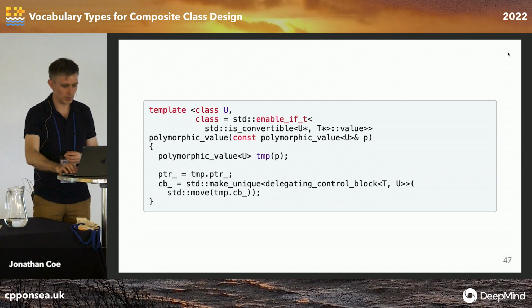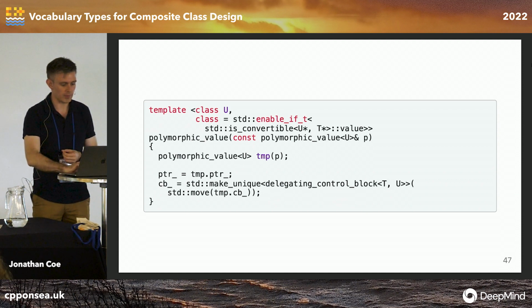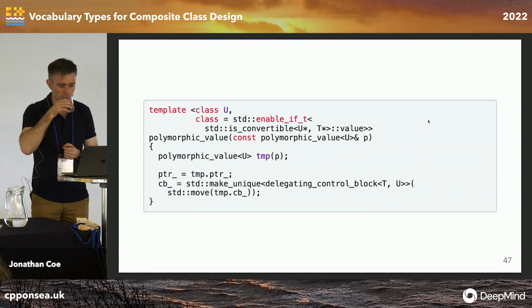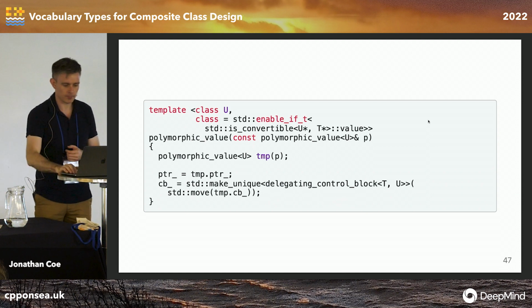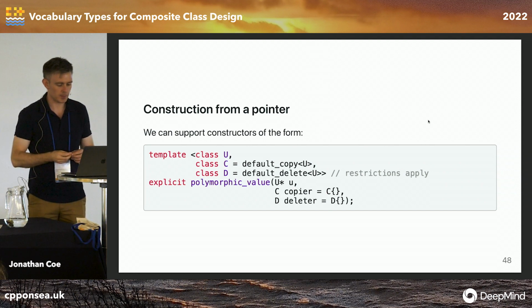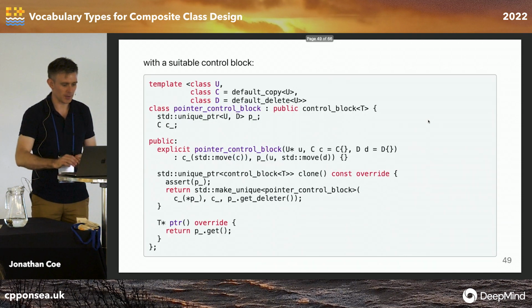And you can see this being used inside the copy constructor, the other copy constructor of polymorphic value. So it creates an instance of this polymorphic value of U, and then it will create this delegating control block and assign that to its control block. And then the nasty constructor. So we can support constructors which take this pointer, a copier, and a deleter, reluctantly, with another suitable control block.